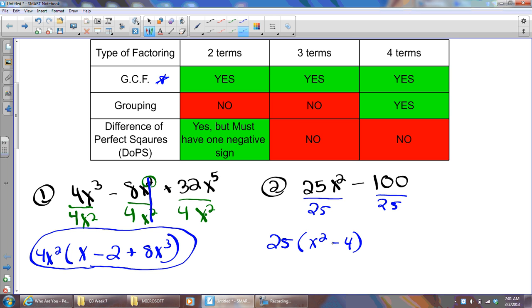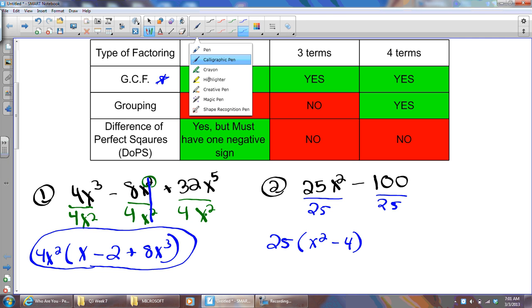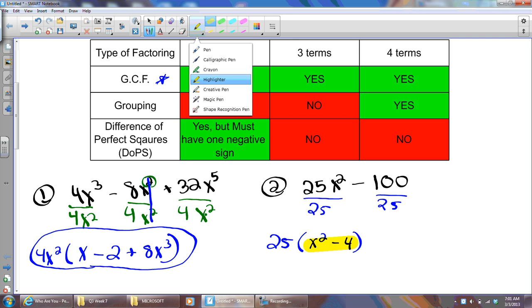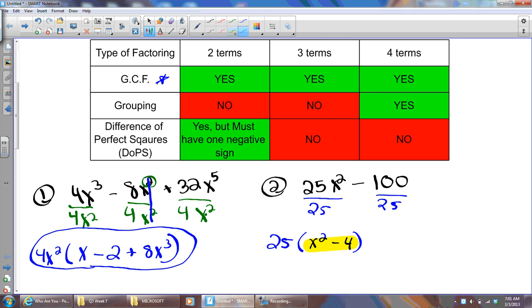Now, I'm not done because look inside the quantity. I still have two terms and a subtraction sign, right? You see that? Two terms and one subtraction sign. So I'm going to ask myself, is x squared a perfect square? It sure is. Square root is x. Is 4 a perfect square? Yep, its square root is 2. This is going to factor. 25 is going to come down. Then I'm going to go with two quantities, x plus a 2 and x minus a 2.